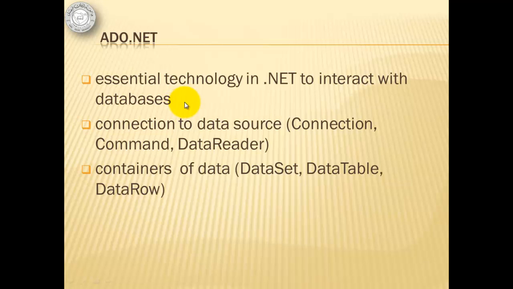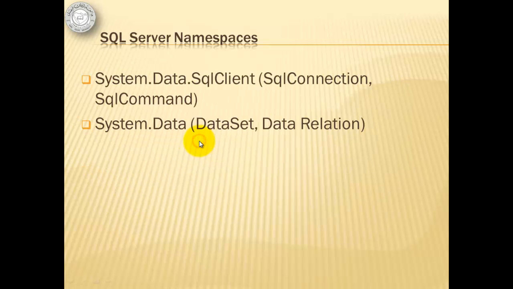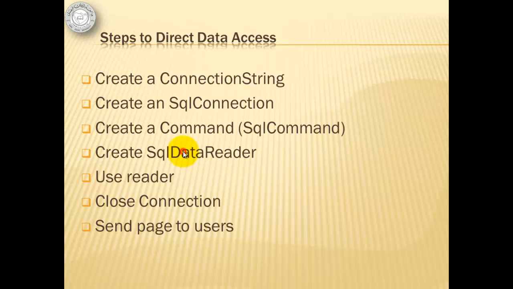When we use ADO.NET, we should think about two groups: the connection to the data source and the containers of data. Connection to the data source means having a data provider. Different databases such as SQL Server and Oracle have different data providers in ADO.NET. For SQL Server, we're going to use System.Data.SqlClient and System.Data. There are two ways to access data, by direct access or by disconnected data access. For now, we will use direct access.